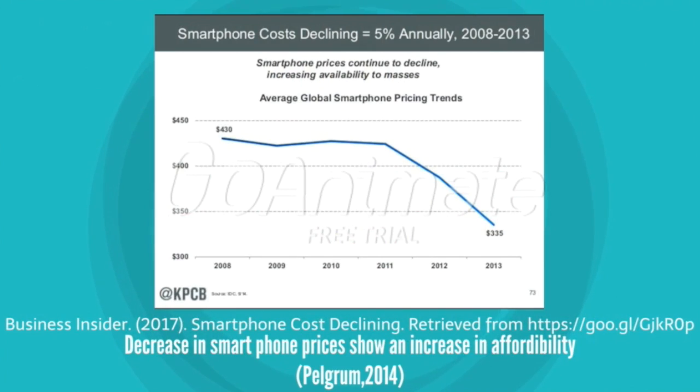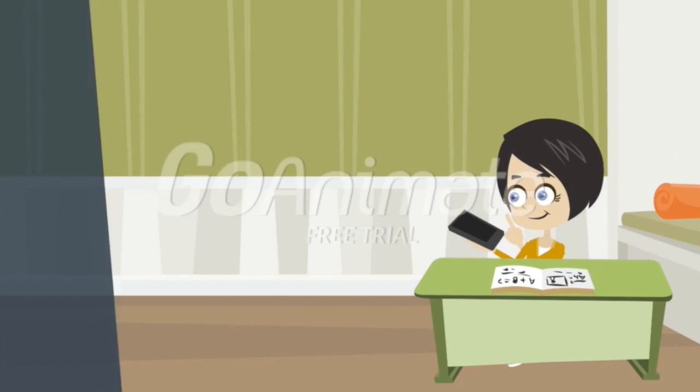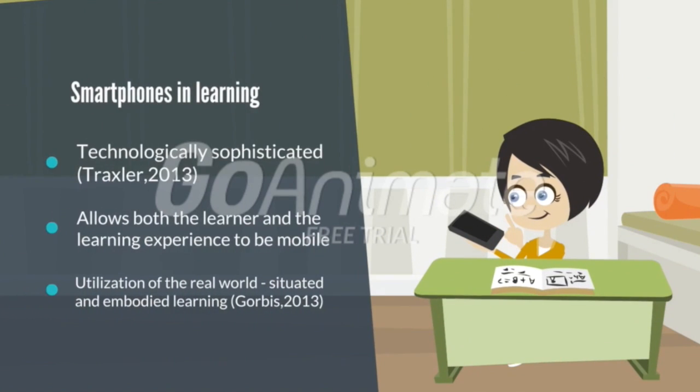In the developed world, global trends show that there's an increase in affordability of mobile technology, with smartphone penetration level in Australia sitting at 77% as of 2016. It is not surprising to see that the use of smartphones being the main source of technology used in mobile learning. The smartphone is an effective tool in that it is sophisticated, enabling learners and the learning experience to be mobile, as well as utilising the real-world environment at the same time.